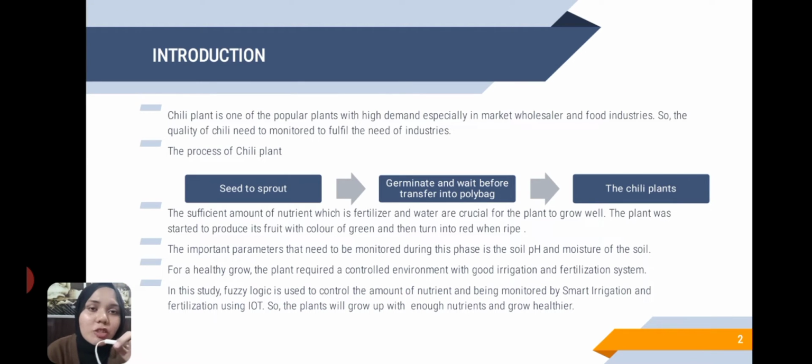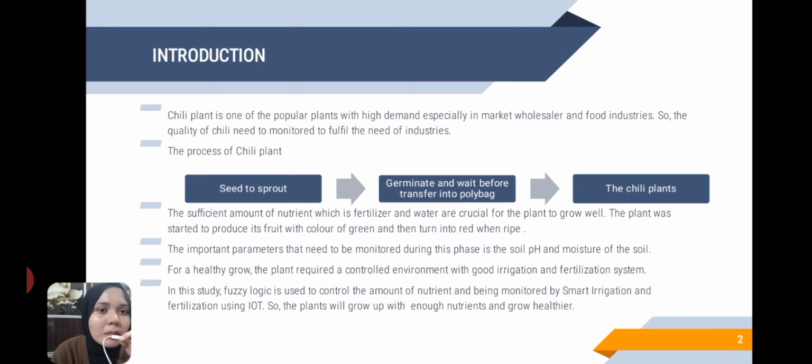Let's start with the introduction. The chili plant is one of the popular plants with high demand, especially in wholesale markets and food industries. So the quality of chili needs to be monitored to fulfill the needs of industry. The process of chili planting starts with seeds to sprouts, and then germinates and weights before being transferred into poly bags. And the last phase is when the chili plants start to grow up.